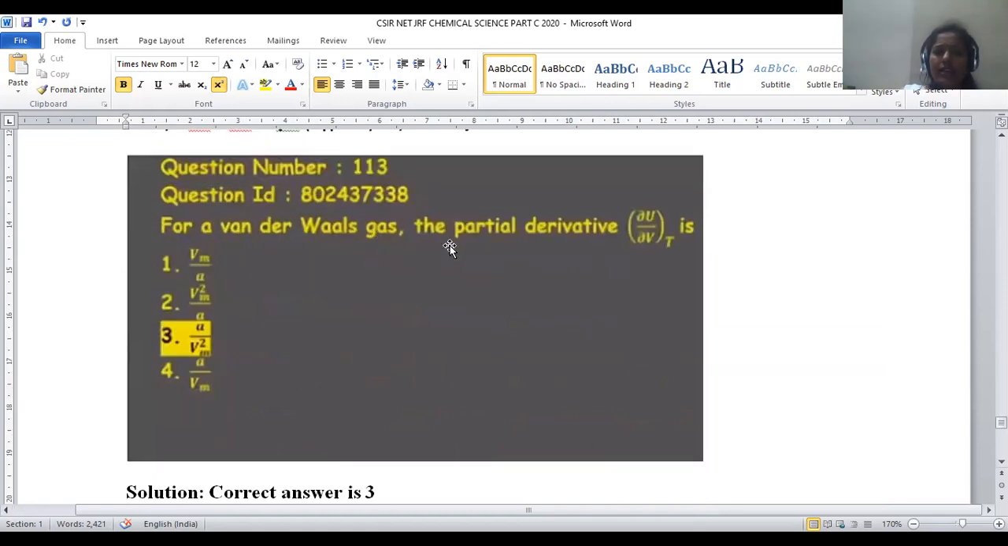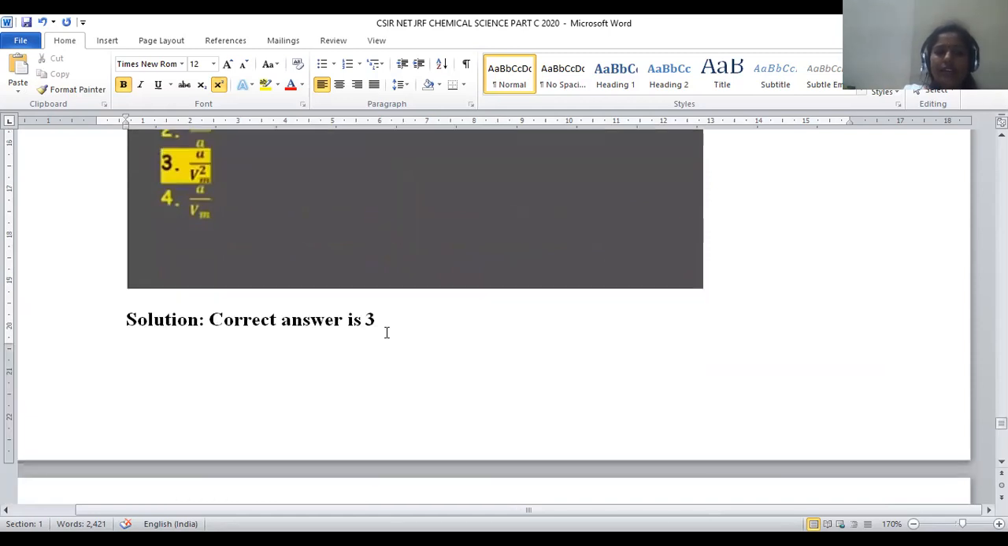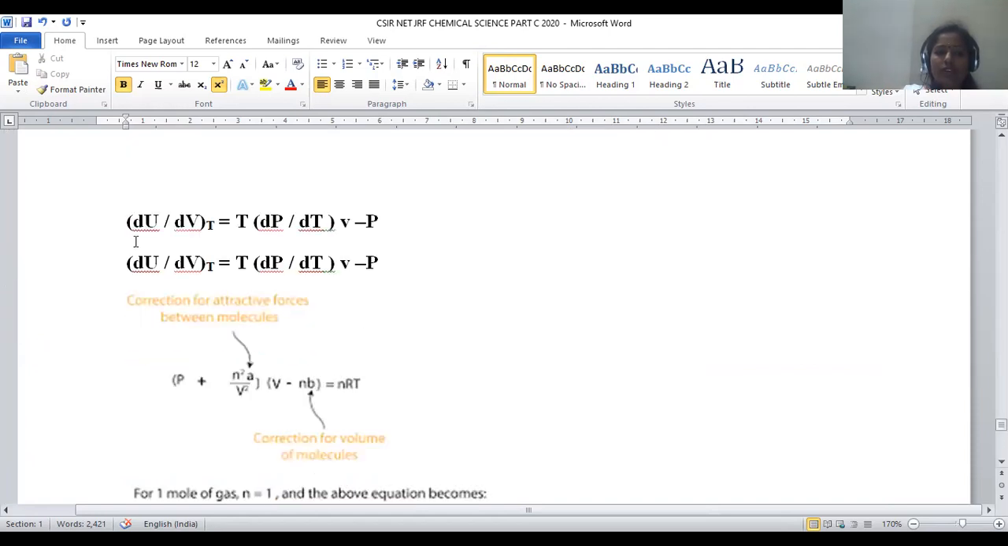For a van der Waals gas, the partial derivative of dU by dV at constant T is asked. Partial derivative of dU by dV can be calculated. For that purpose, we are using the formula dU by dV is equal to T (dP by dT) at constant V minus P.